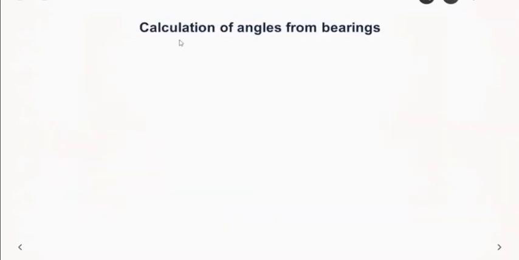Now let us try to understand how to calculate the angles from bearings. Suppose you have a point A here, and this is B and this is C, and you want to measure this angle ABC. So first you will find out the forebearings of these lines. Let us say this is theta 1 and this is theta 2. Now you want to measure this included angle ABC. So let us just extend this line.